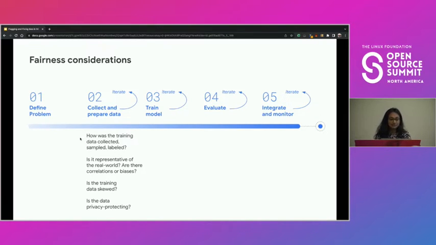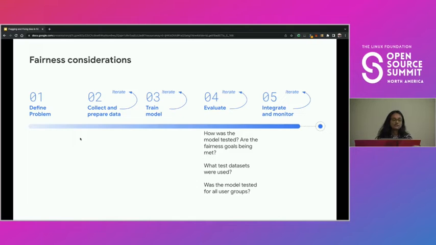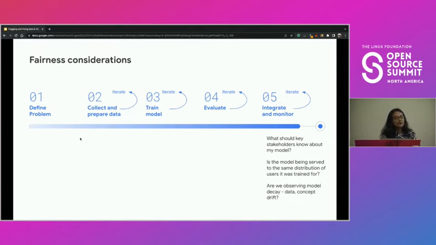And when you're collecting and preparing the data, think about where the data is coming from, how it's sampled, how diverse it is, and whether there are correlations in the data that give you indications of what the biases are. And of course, is the data privacy protecting? When you're training the model, think about who trained the model and how, because the experimenter might be introducing bias into the system. Ask if you're making special fairness considerations while training your models. While evaluating, ensure your evaluation is done on a wide variety of users, you're using exhaustive datasets, and check whether fairness goals are being met. And finally, when you integrate and monitor, ensure that your model is not stale and you're still catering to the user group you are designed to serve.